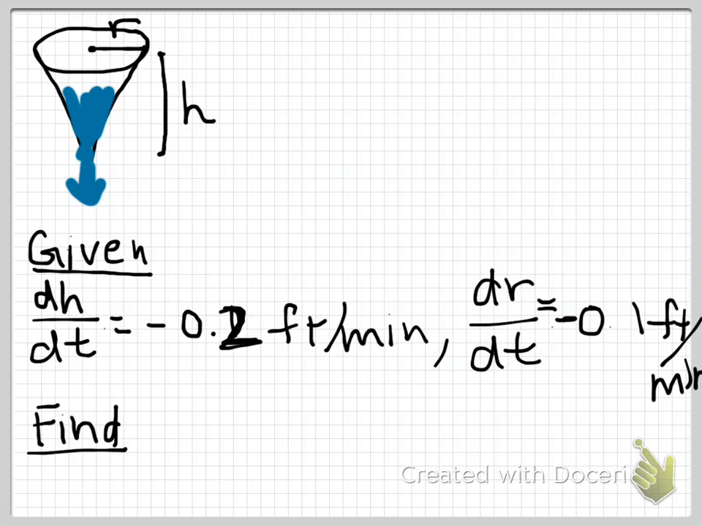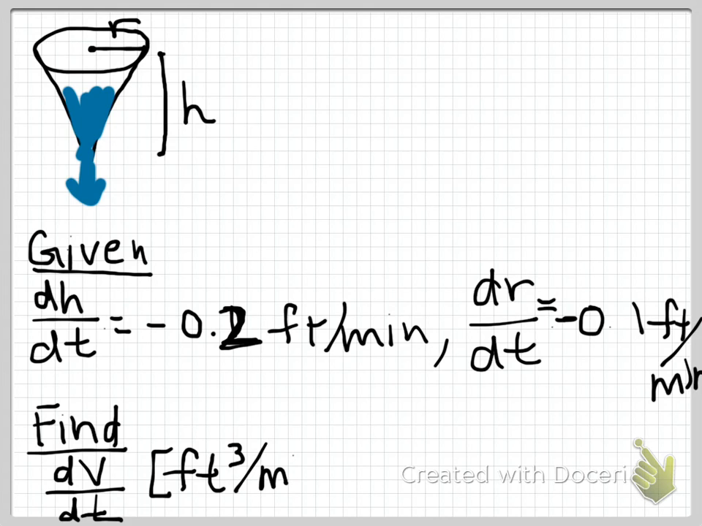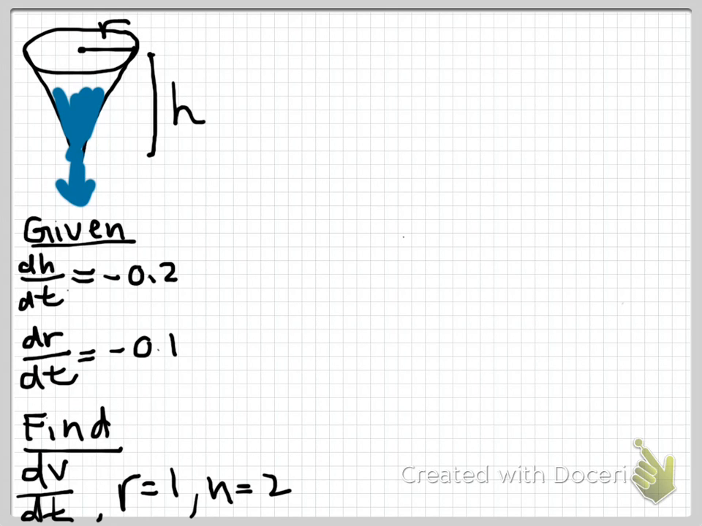Okay, so what is the rate of change in the volume? So we know that the volume is going to be dV over dt. I know the units for that are going to be feet cubed per minute because it's volume. And I want to know that when the radius equals 1 and height equals 2. Excellent. So that is my given and find. So I'm going to pause for a moment and get some more room to work the problem. All right, here we go.